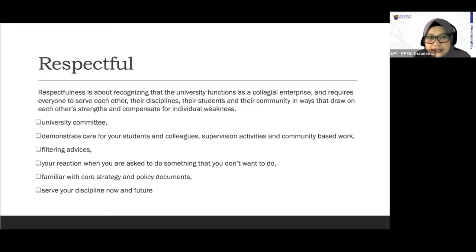In the sense that you join others, you collaborate with others, you bring colleagues in being a university committee. With that you get involved in administration. You are being respectful when you are appointed in the administration, you cannot just say no, you have to accept it. But then make sure that you are not being over involved in administration, make sure that there's a balance with your research and publication and teaching and learning.